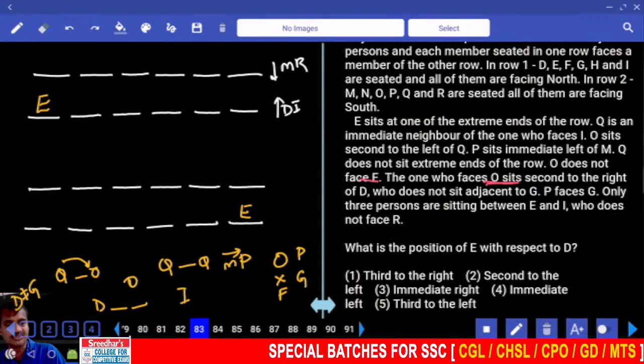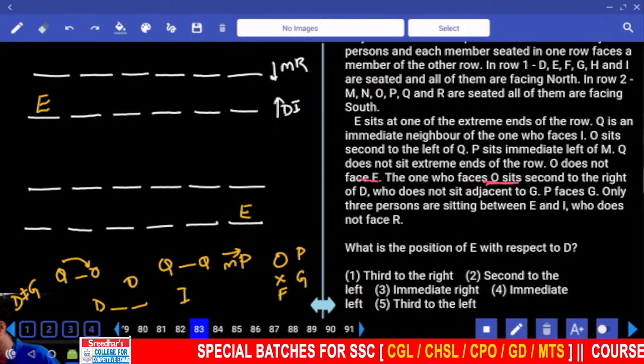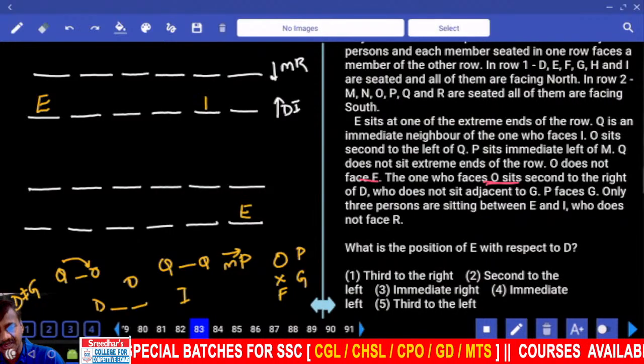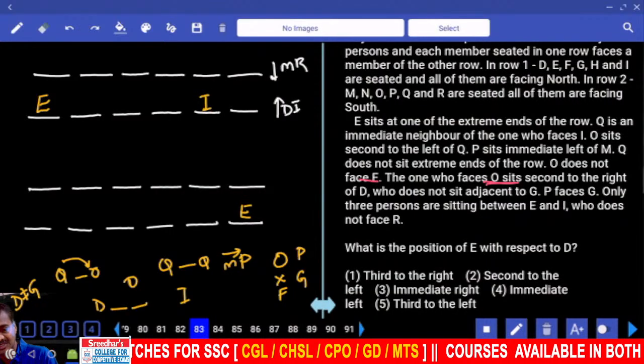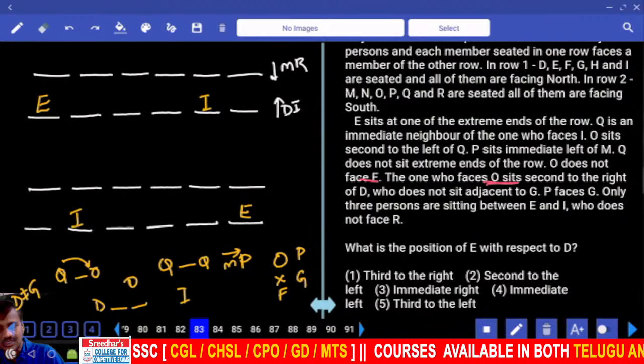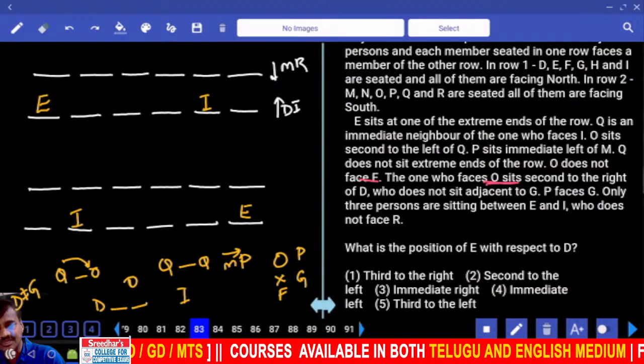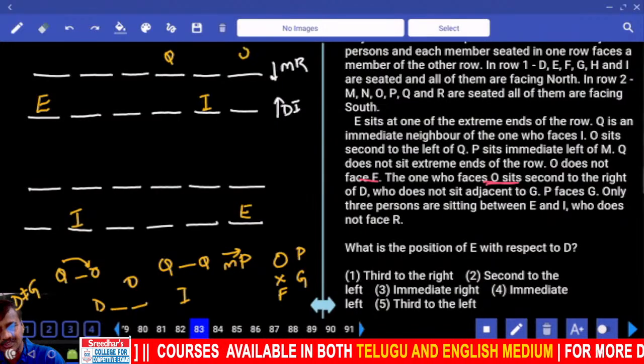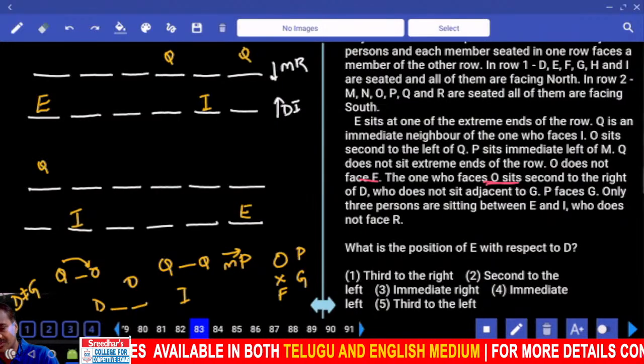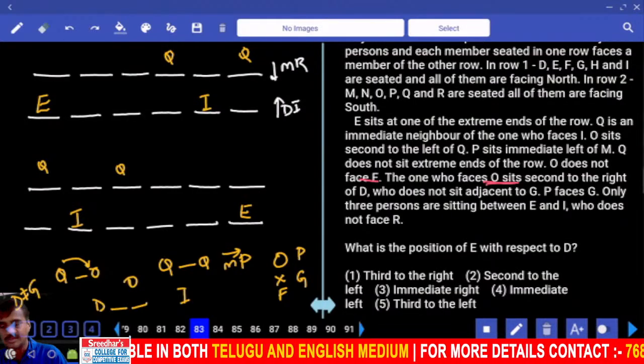Then only 3 persons, now this is where we have gotten information. Only 3 persons between E and I is here. Now here again 3 persons between E and I is here. Then I's opposite immediate neighbor must be Q. Q can be either here or here, 2 possibilities. Now here again Q can be at any one of these 2 possibilities.